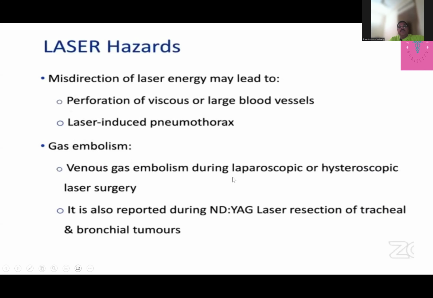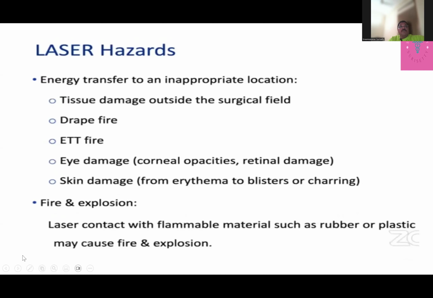Venous gas embolism during laparoscopic and hysteroscopic laser may occur, and it is also reported that Nd:YAG laser resection causes tracheal and bronchial tumors. Other laser hazards are energy transfer to an inappropriate location, tissue damage outside the surgical field that will damage us and the drape, the fiber, and sometimes the endotracheal tube. Eye damage, like corneal and retinal damage, will occur, and skin damage also occurs, from erythema to blister or charring. And fire and explosion: if you don't take precautions early, it may lead to fire and explosion.